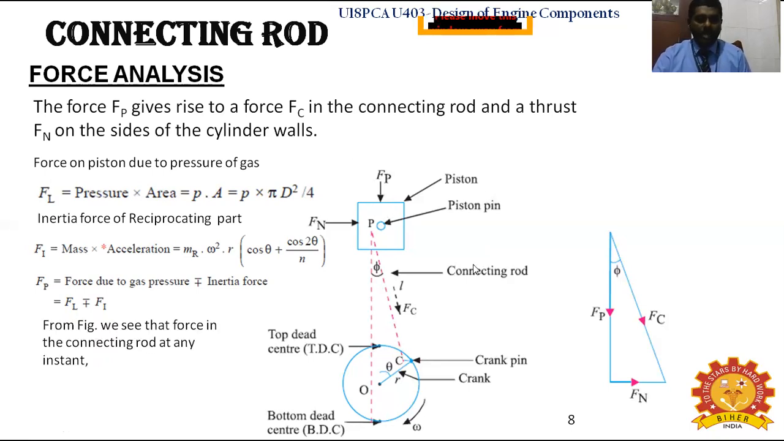And from the figure we can see that the force in the connecting rod at any instant can be derived as Fc equal to Fp by cos phi. Further by derivation you get Fp by square root of 1 minus sin square theta by n square, where theta is the crank angle. So it is dependent on theta as well as the force on the piston, so that the connecting rod force can be identified.